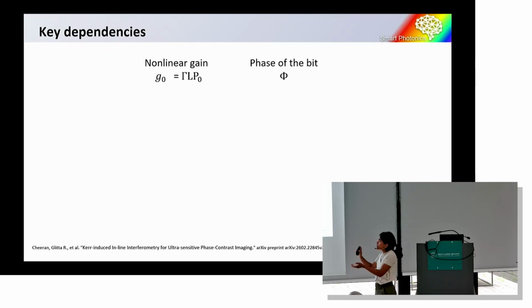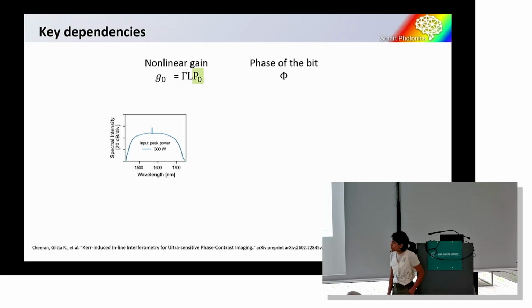We can now play around with this. We can try with the nonlinear gain, with the power. What happens when we increase the power? So far we have been at 300 watts peak power. In simulation, when we increase it, the spectrum broadens, but the peak is preserved.